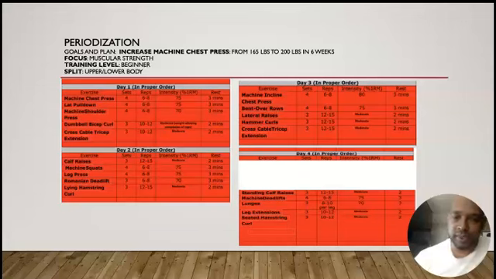Because Andrew hasn't worked out consistently for a number of years, I did put him back at a training level of beginner, and I chose an upper lower body split for him, done over 4 days.